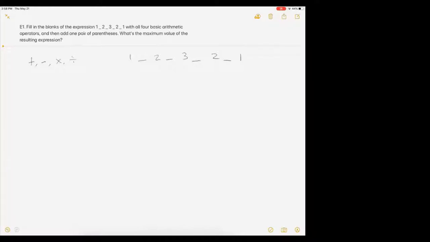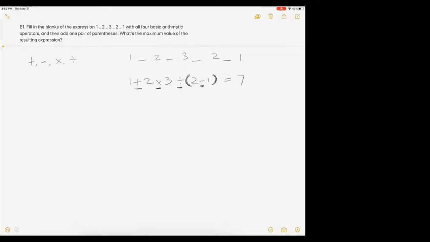Okay, so this is what I got: one plus two times three divided by two minus one, and this equals seven. So there's addition, multiplication, division, subtraction, and one pair of parentheses, and I'm getting seven. Does anyone get a higher number than seven? You can unmute yourself and tell me how you got it. Yes, Alexander, go ahead.